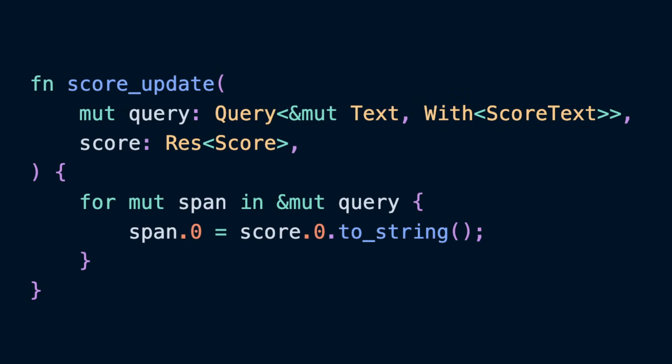Updating the score requires querying for that text component, which we labeled with score text, and updating it with the stringified value from the score resource. I use a for loop here because it's a bit more forward thinking. If we add a second place to render the current score in the future, this system will just continue to work with that location as well.